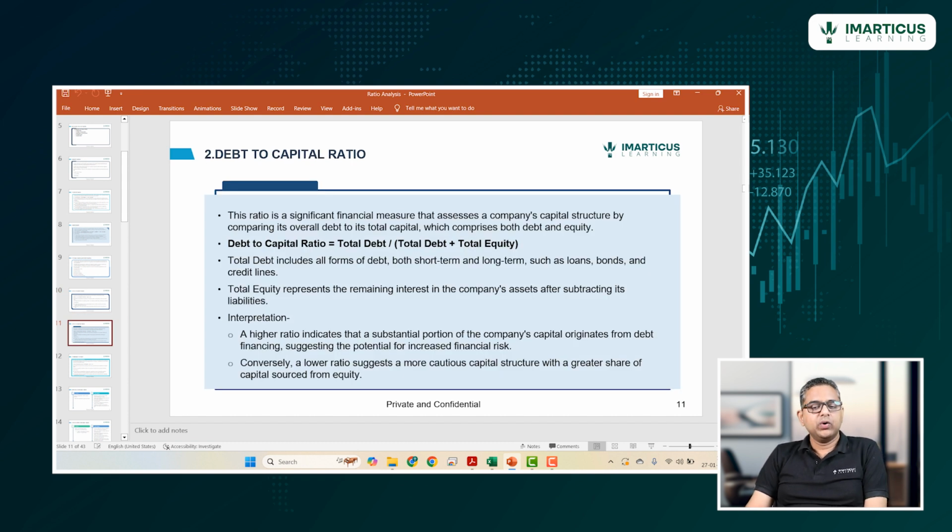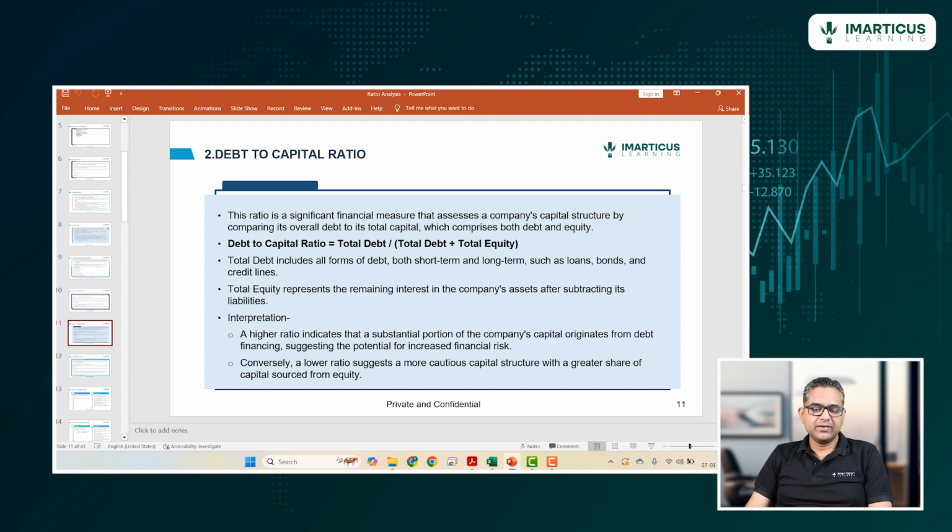Next, we have debt to capital ratio. Here, we are talking about the total capital. So there are two forms of capital. How the company gets funds is either through equity financing or through debt financing. So the total capital the company has would include both debt and equity. So here we are talking about debt to total capital. So debt plus equity, right?